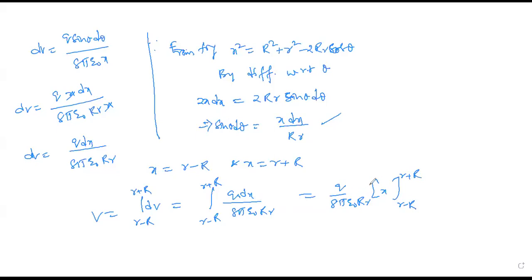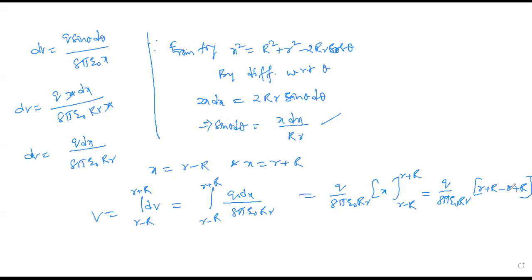Here you have to substitute the limits. Once you substitute the limits, the expression becomes q by 8 pi epsilon naught capital R small r, into x substituted as r plus capital R minus r minus capital R. So from this we can write it as r plus capital R minus small r plus capital R. After simplifying this, what will you get?